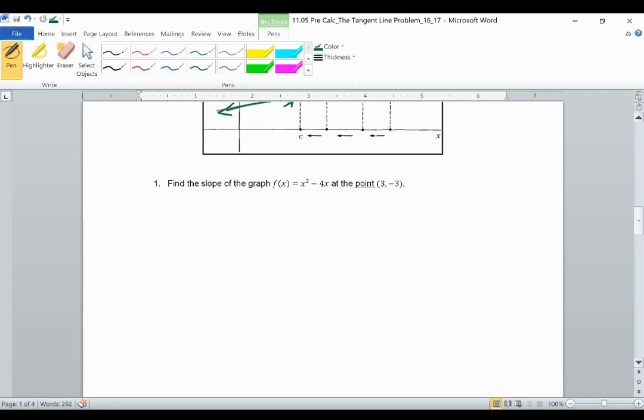Let's take a look at how we can actually use this. So that's really just the concept behind these derivatives. So I'm going to show you a couple different ways of how I could ask the same thing.